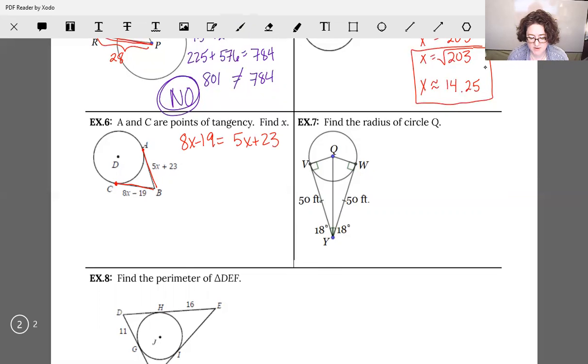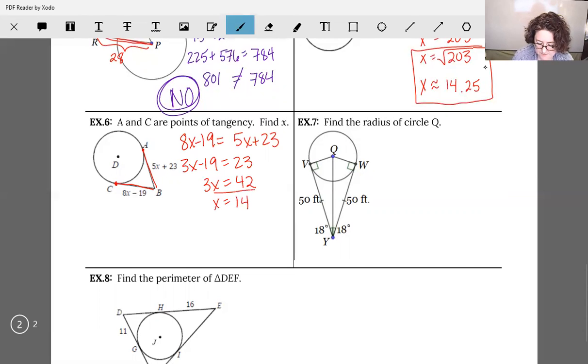Let's go ahead and combine our x's first. I'm going to subtract a 5x from both sides, so that leaves me a 3x minus 19 equals 23. Then add 19 to both sides. 23 plus 19 gives me a 42. And divide both sides by 3. 42 divided by 3 gives me 14. Again, it wouldn't be a bad thing to check your work by plugging your 14 into both of those expressions, and they should come out with the same value.